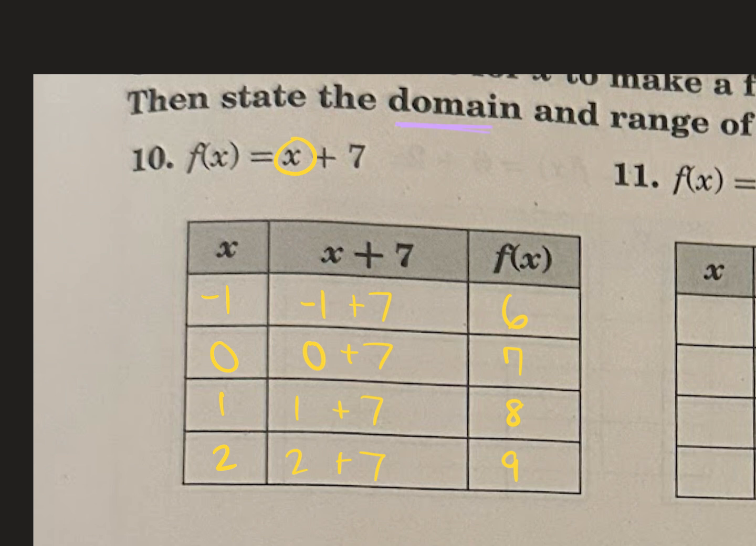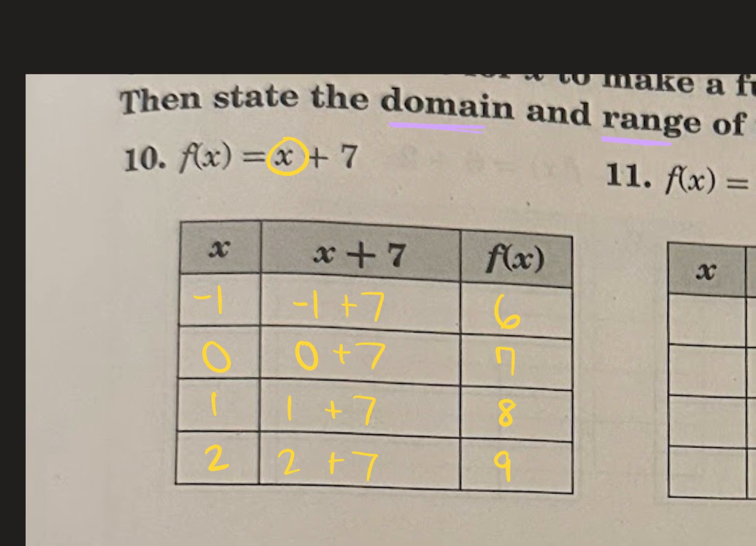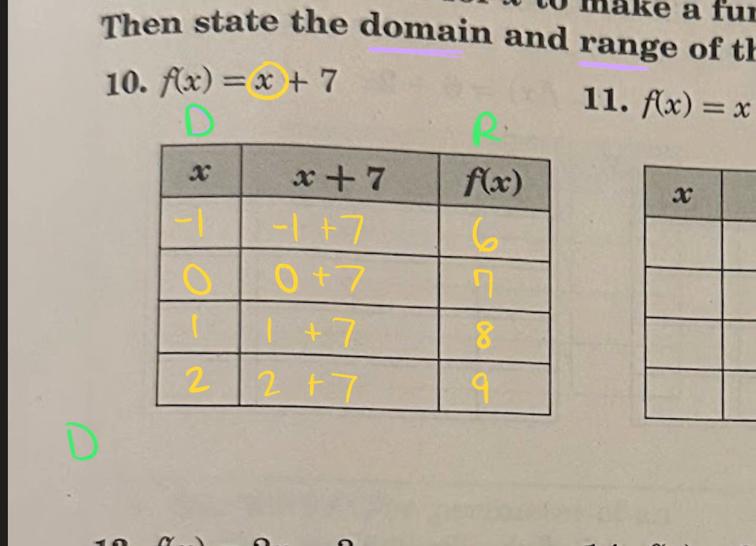Then I see the directions want me to state the domain and the range. This is the domain. You can't really see that. And this is the range. So I write domain equals brackets negative 1, 0, 1, and 2. Range equals brackets 6, 7, 8, 9 because we want them to go least to greatest.